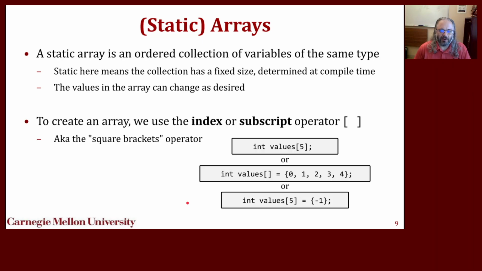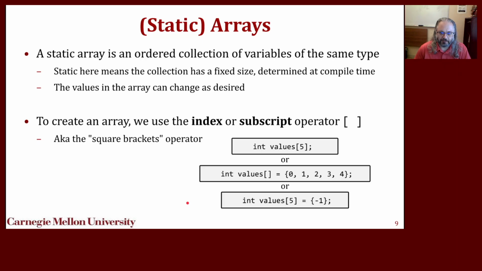So for example, I want to keep track of a list of integers, a collection of integers that are ordered. This is a list. The word static here means that the size of the collection is fixed and the resources used to store the collection are fixed. And these are determined at compile time. The values that are stored in the array can change, just like any non-constant variable. But the array itself is going to be fixed.